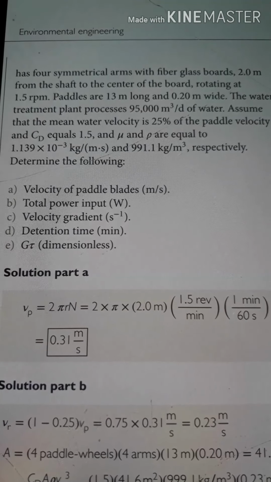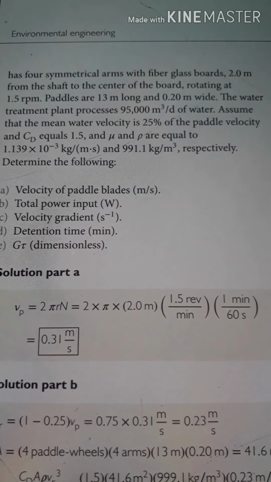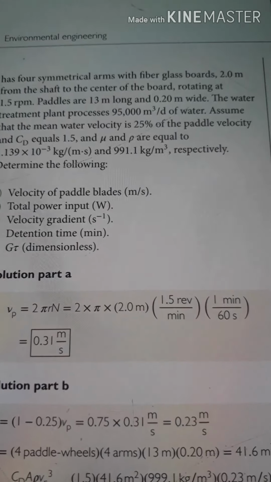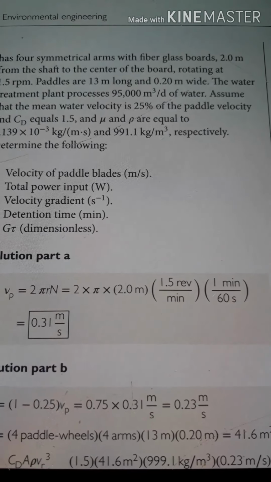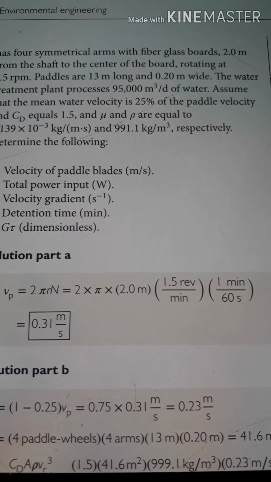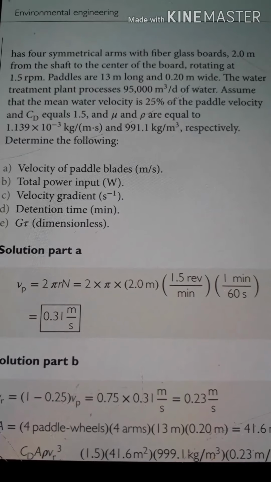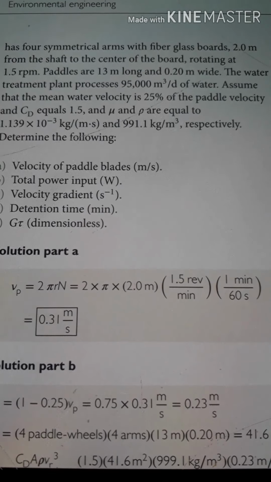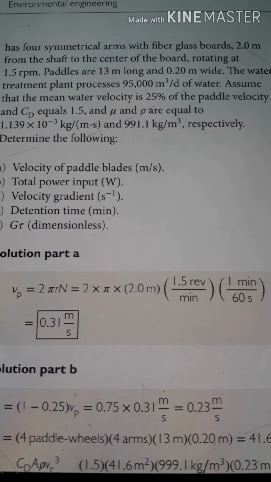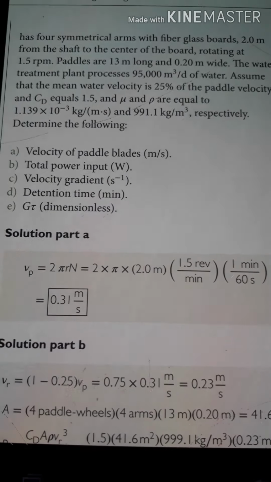Tapos, kailangan daw meter per second. So, ang final velocity of paddle blade. I-convert natin, maganda conversion factor para ang minutes may mga seconds. So, now, 2 times pi times 2.0 meters times 1.5 rev per minute. Tapos, conversion factor 1 minute per 60 seconds. Pag-solve na nito, that's 0.31 meter per second. So, iyan ang velocity of paddle blades.